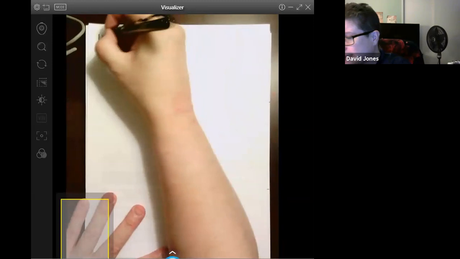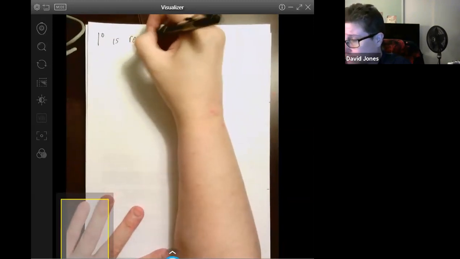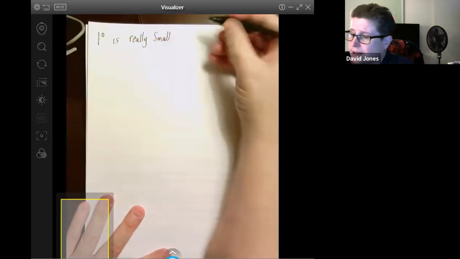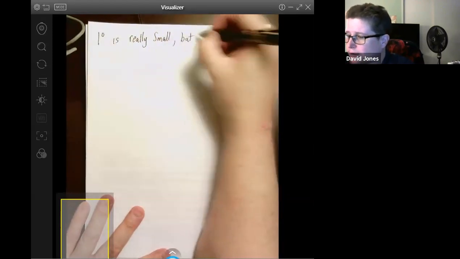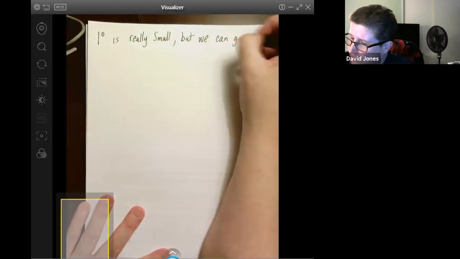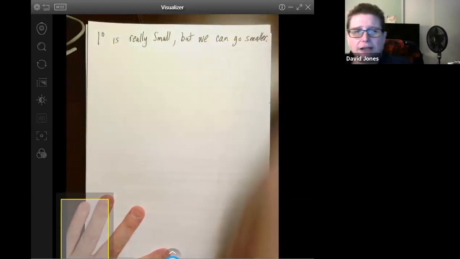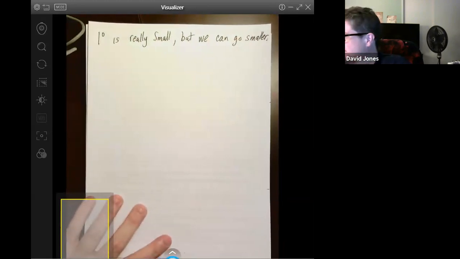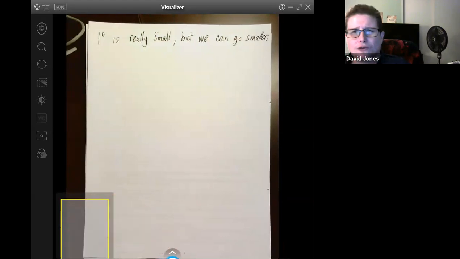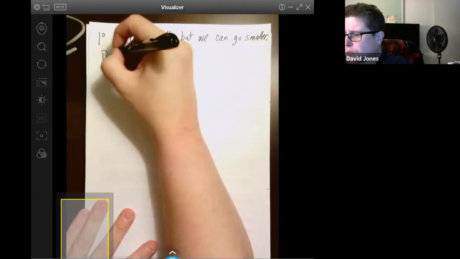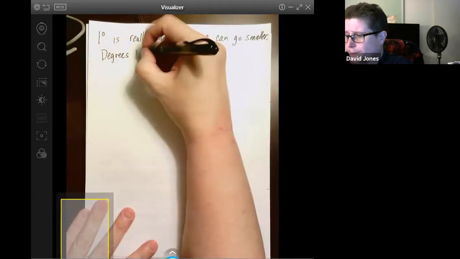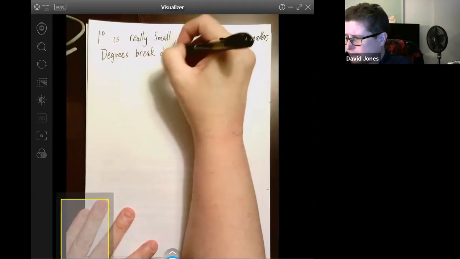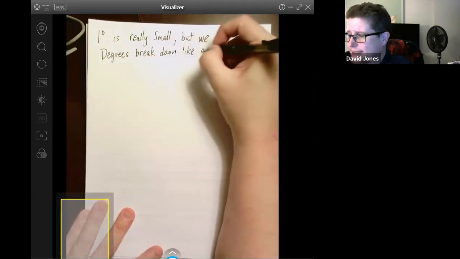1 degree is really small. But we can go smaller. Just like 1 minute isn't a very long period of time, we can break down a minute into seconds, in terms of time. That's funny because degrees actually follow that same sequence and in the same pattern. Degrees break down like time. Like an hour does.